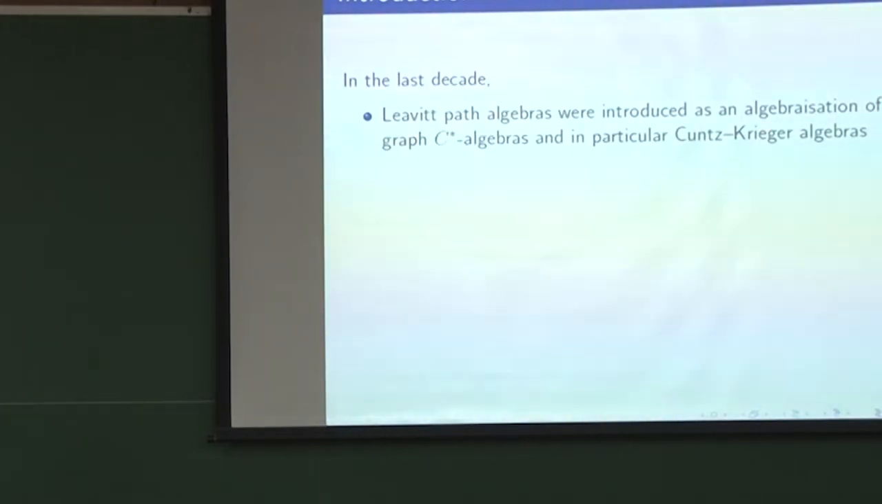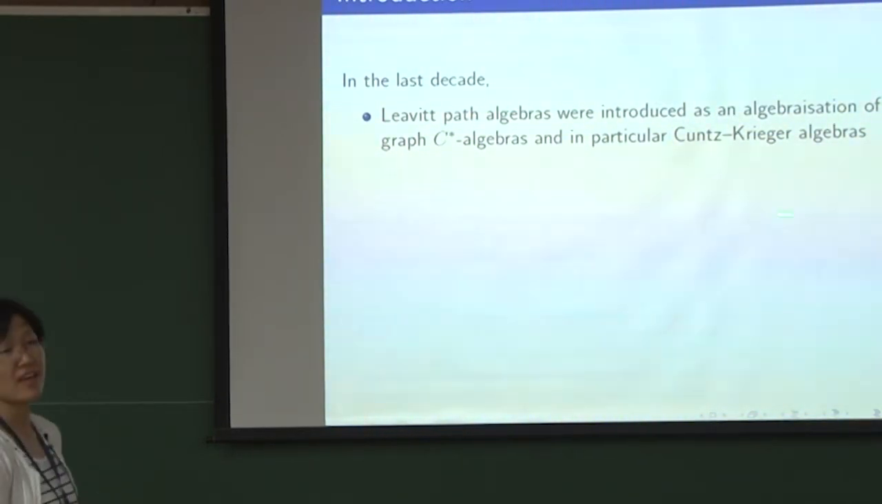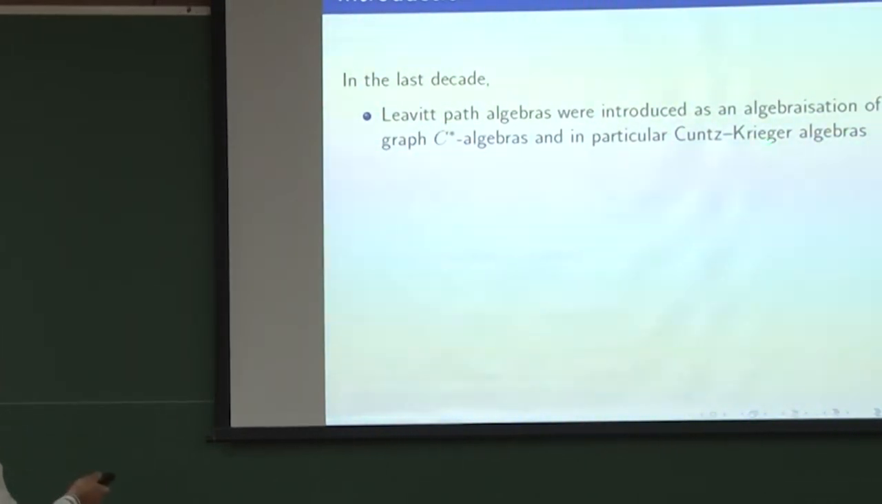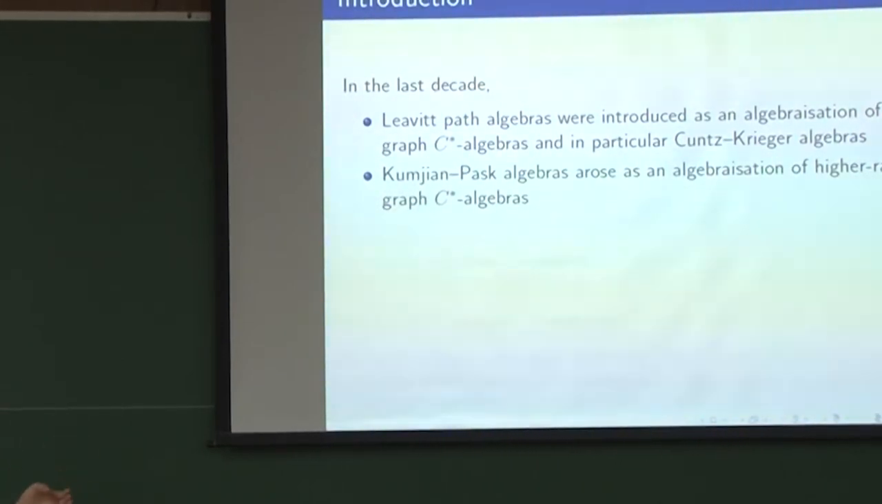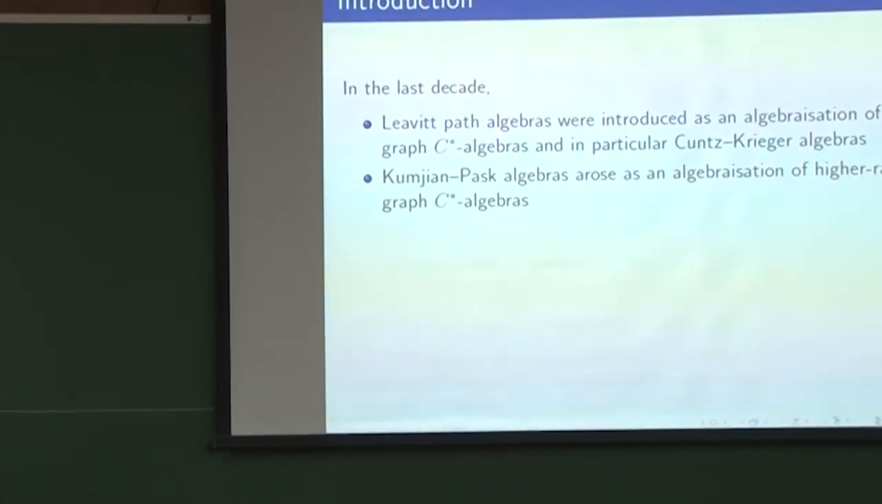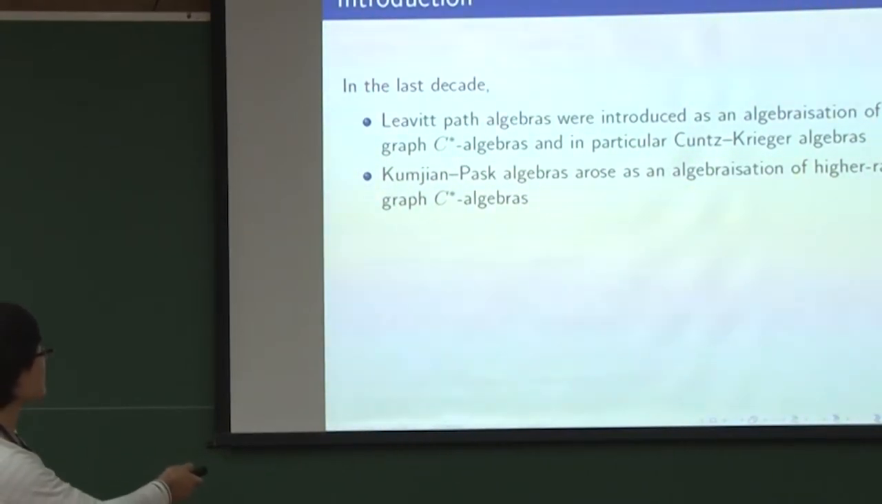First, let's recall the history. In the last decade, Leavitt algebras were introduced as an algebra version of graph C*-algebras, and in particular, Cuntz-Krieger algebras. Later, the Kumjian-Pask algebras of k-graphs were introduced as an algebra version of higher rank graph C*-algebras.